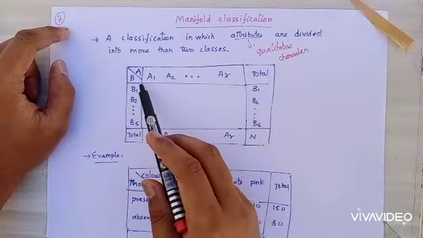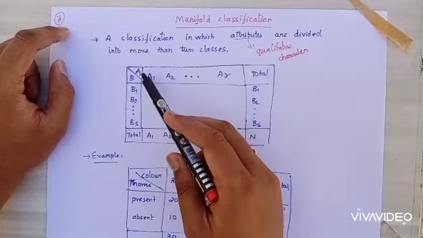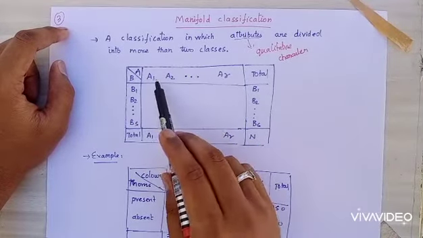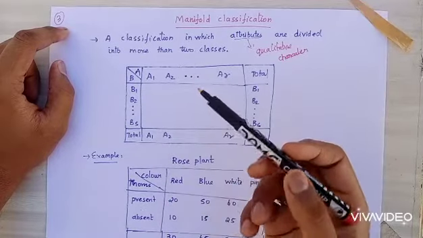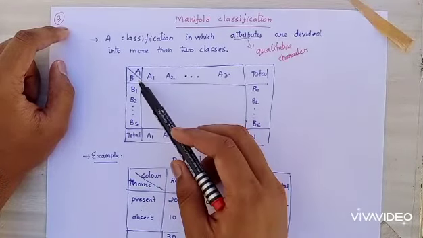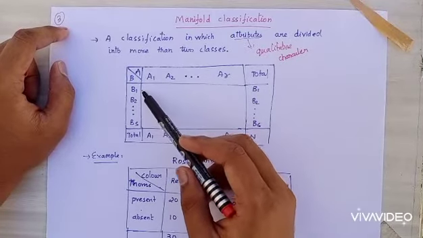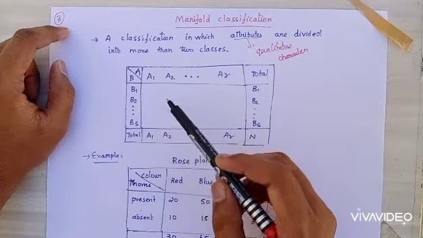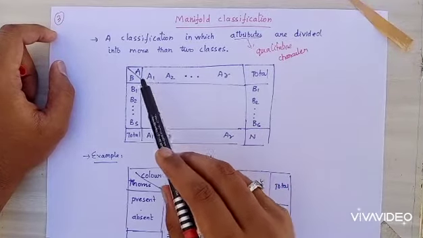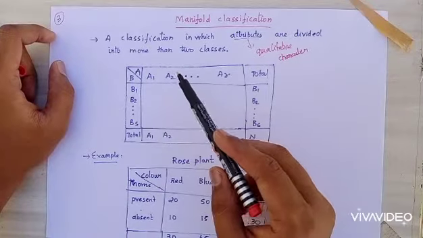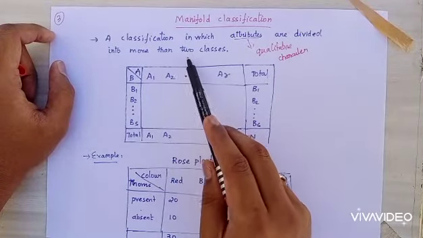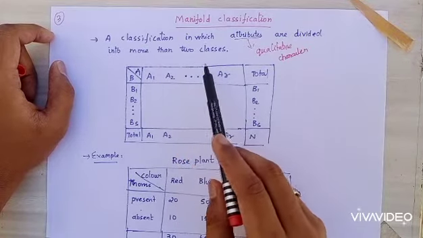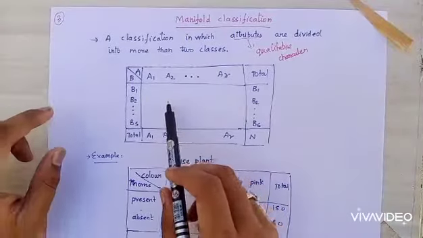In this example we have two attributes, A and B. In the A attribute we are classifying into more than two classes, 1, 2, 3, 4 and up to R. Similarly, in the B attribute we are classifying into more than two classes, 1, 2, 3 and up to S. So if in attribute A, or in B, or in both, we are dividing into more than two classes, then we say the classification is manifold classification.